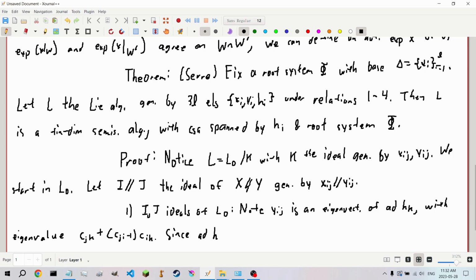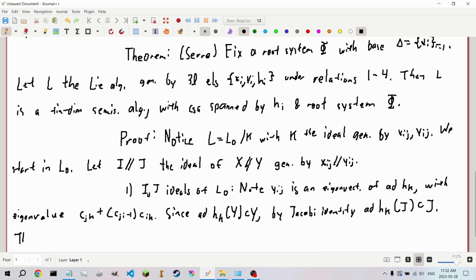Since the adjoint of hk of y is within y, by the Jacobi identity, we get that the adjoint of hk of J is in J. On the other hand, the previous lemma says that the adjoint of xk of yij is 0, as the adjoint of xk maps y into y plus h.